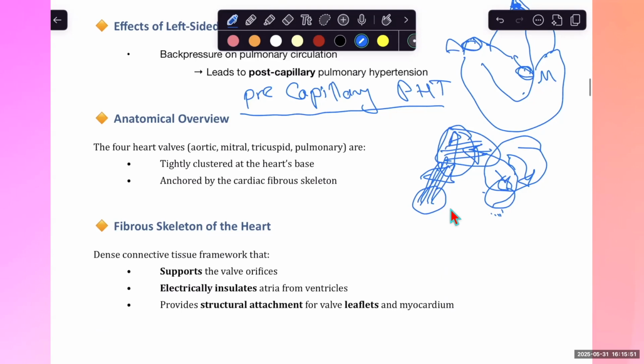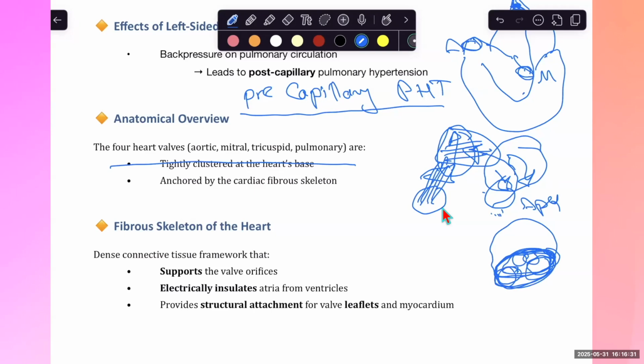Anatomical overview, also something you should know about, is that the four valves are tightly placed in the base of the heart, and they are anchored by the cardiac fibrous skeleton. We told you that the heart is almost like a bullet, and this is the base of the heart, and this will be the apex. Here you will find the mitral and the tricuspid, aorta, and the pulmonary. All of them are here and they are tied together by the fibrous skeleton.